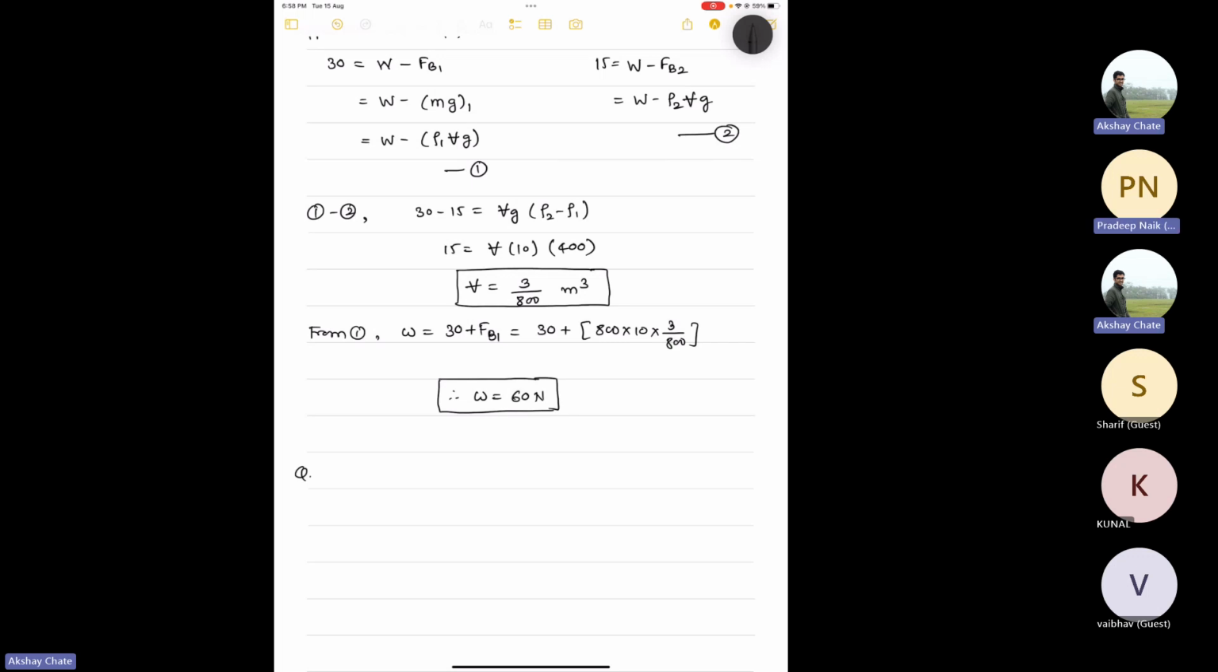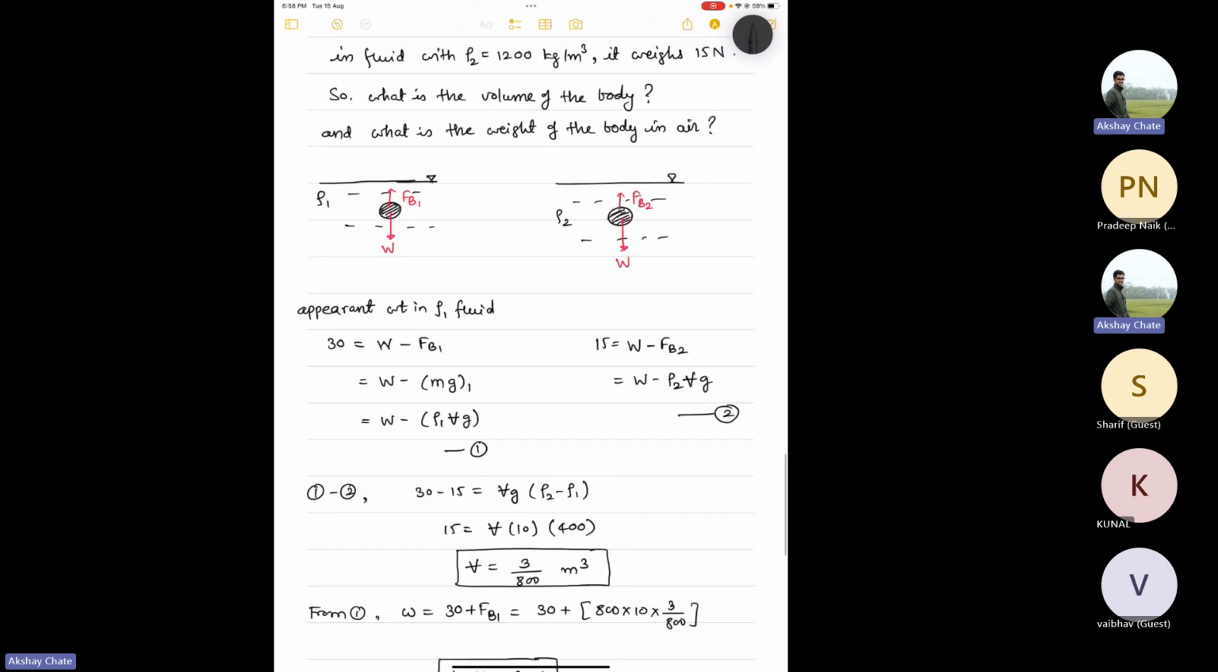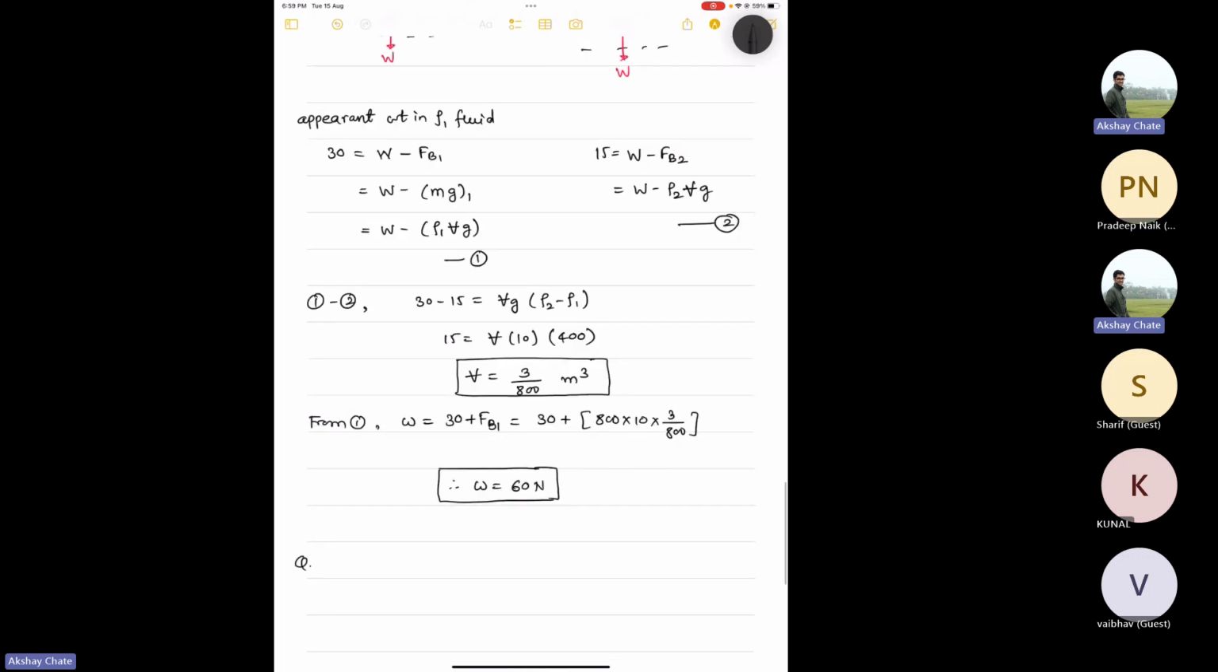So let's say this W is apparent, sir. It is the apparent weight. No. Apparent weight was 30 and 15 in those respective fluids, but when we take air, so there actually it should not be air also. It is the weight of the body, because W is the actual weight of the body when there is no buoyancy. Typically, ideally speaking, it should be in vacuum, but since the density of air is very low, we can consider it as the weight in our normal air also. So that is there.